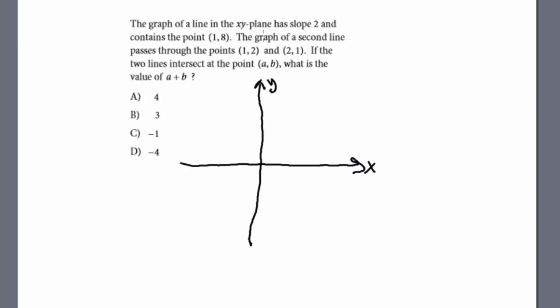It has a slope of 2 and it contains the point (1, 8). So if I go over 1, I go up 8. Let's say here's our point right here. Let's say that's 8, and let's say this right here is 1. And it has a slope of 2. So if it has a slope of 2, it means if I go over 1, I go up 2. That's what it means.